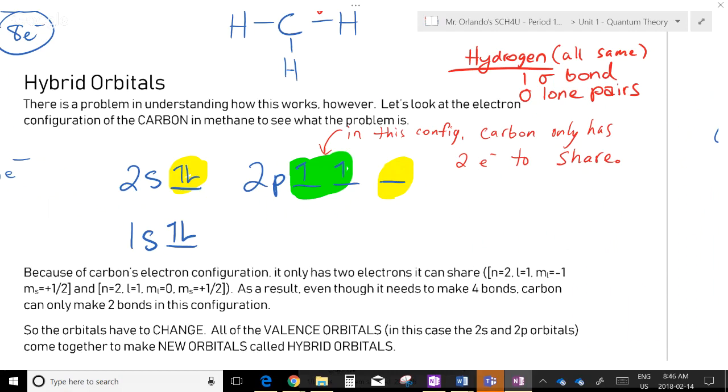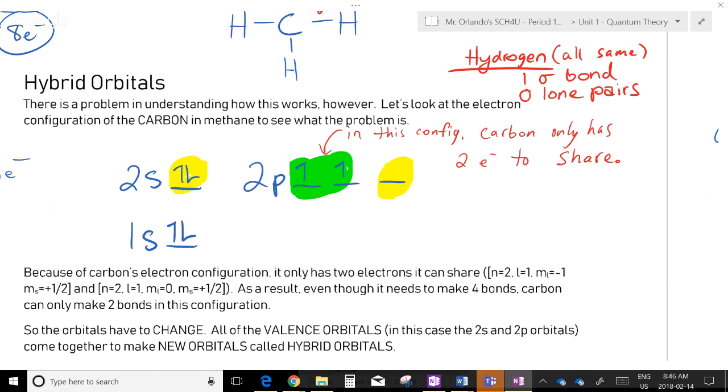So we don't have enough orbitals available to make the bonds we need, because remember, it has to make how many bonds? 4. And those orbitals are in a strange orientation. They're in a shape that doesn't work well. So what do we think happens?